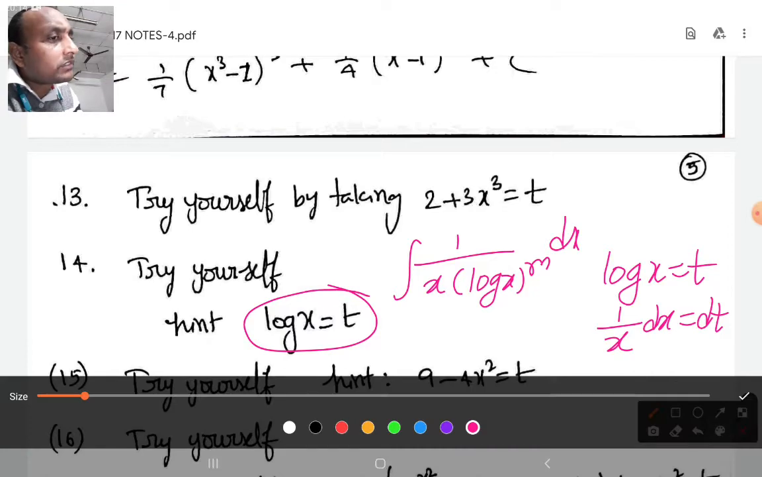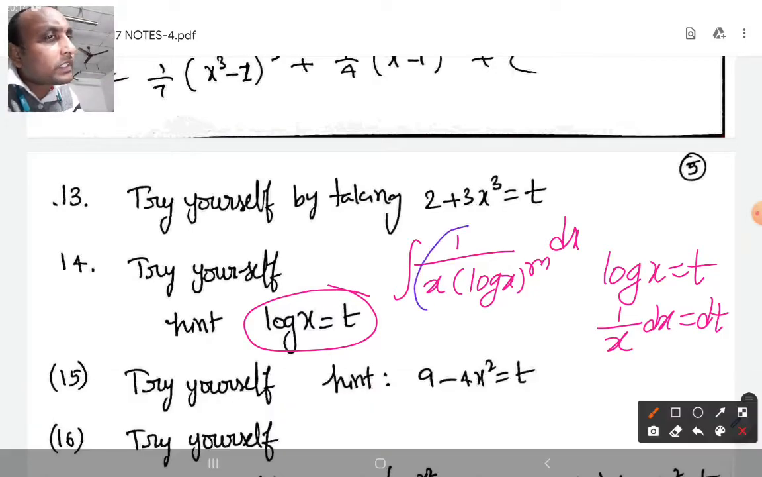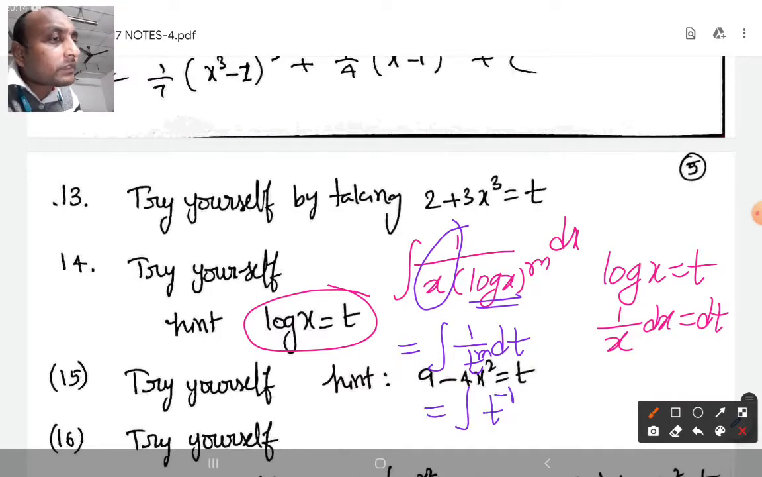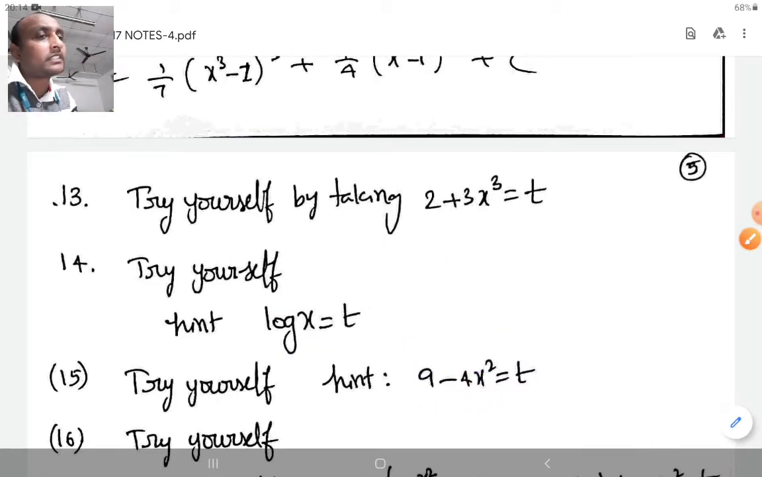So this question will be changing as, 1 by x is dt, so log x is t. So you get integration of 1 by t into dt, 1 by t power m into dt. So it can be written as integration of t power minus m into dt. So apply the formula n plus 1 by n plus 1 formula. After that, substitute t is equal to log x, then you get the required answer.